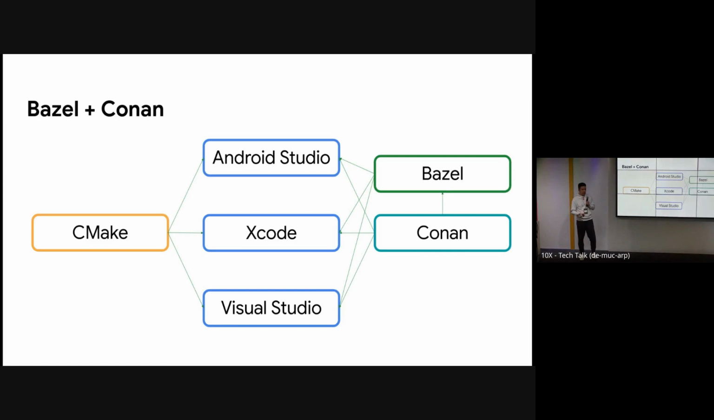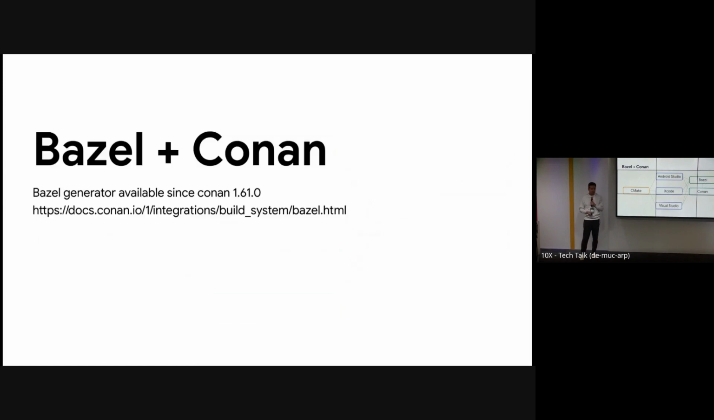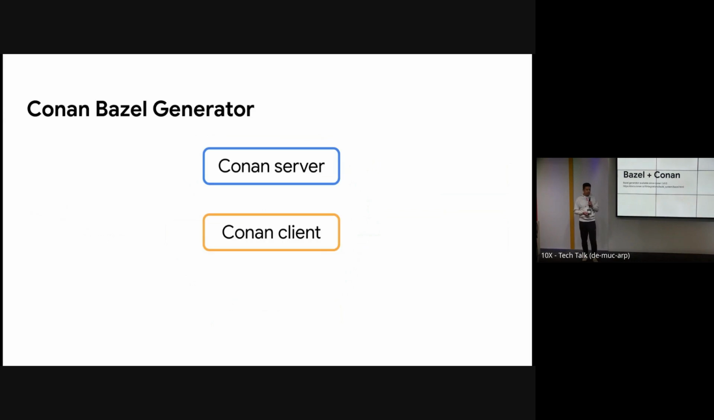Now, Bazel also needs to share the third-party dependencies managed by Colab. Luckily, there was already a tool for this. It's called the Colab Bazel generator. It's available since Colab 1.61.